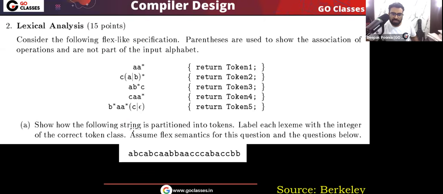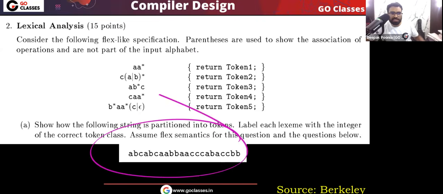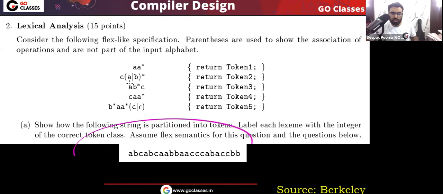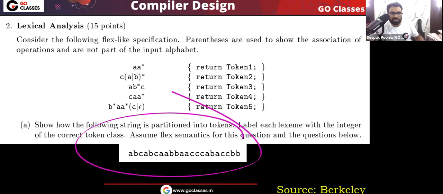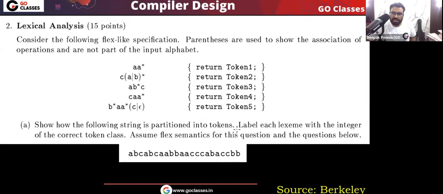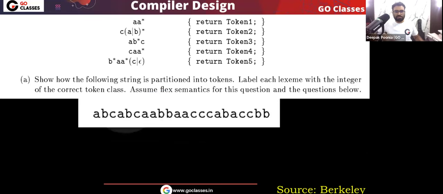Show how the following string is partitioned into tokens. This is the input string. We need to find how the tokenization will happen. What will be the output token stream corresponding to this input character stream? Label each lexeme with the integer of the correct token class. These are the token classes, and this is the input string. So let's solve this question.